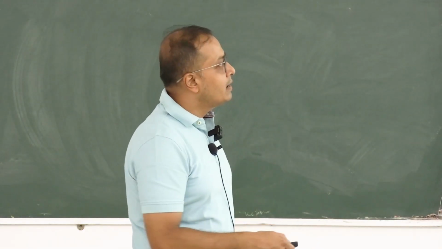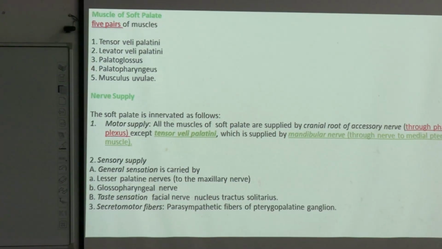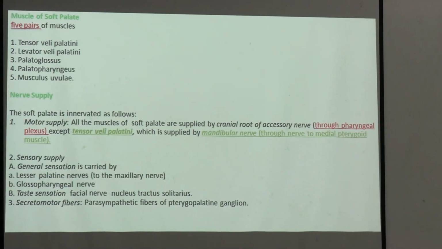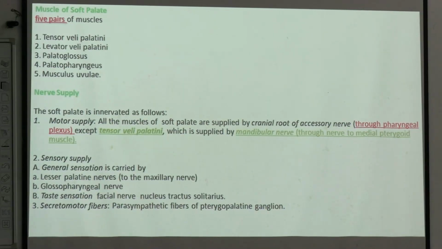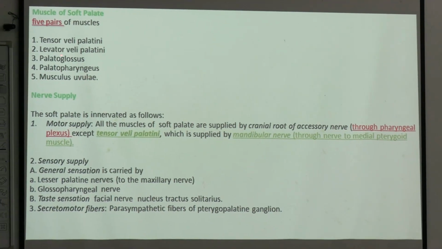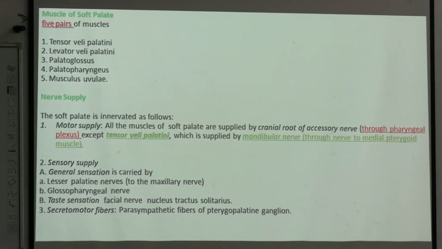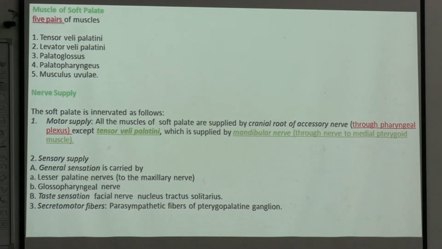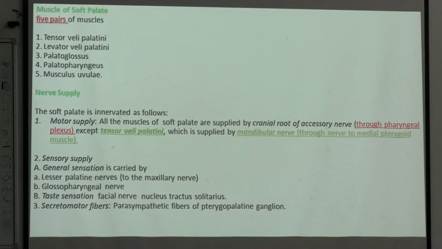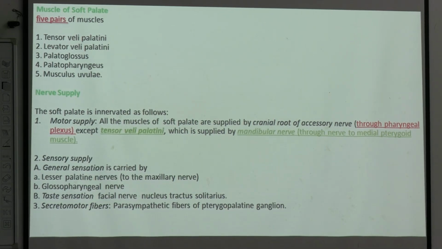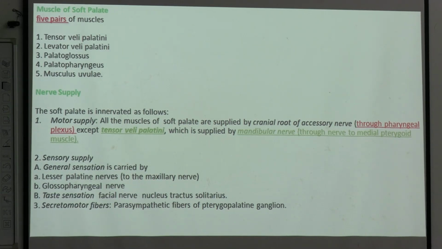Apart from that, we have the levator veli palatini. This is the muscle which elevates the soft palate. It contracts and pulls the soft palate up. This is the key muscle in swallowing, or deglutition. And the tensor veli palatini makes the palate tense or stretched whenever it contracts. What are the tensor veli palatini and levator veli palatini doing?